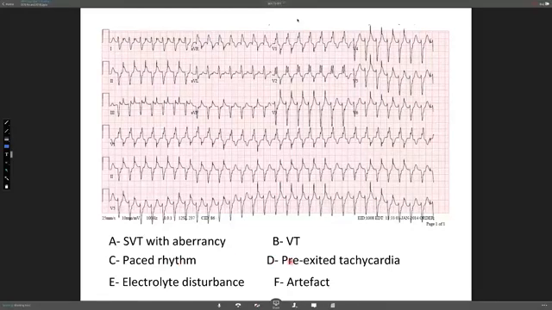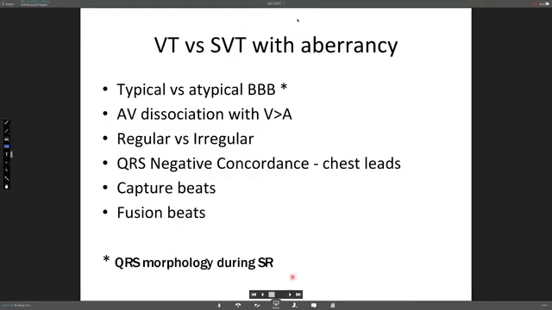So now we came to really, it's one of 3. Is this SVT with aberrancy? Is this ventricular tachycardia or pre-excited tachycardia? So I'm going to talk to you about my approach. Again, there is no perfect approach to differentiate between different types of broad complex tachycardia, specifically, how to differentiate between SVT versus ventricular tachycardia. There are different algorithms, Brugada and others. None of them is perfect.